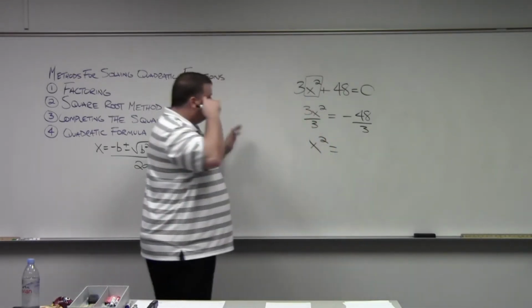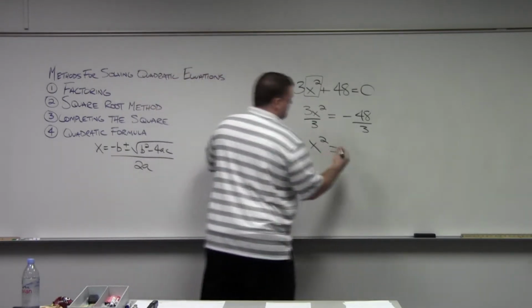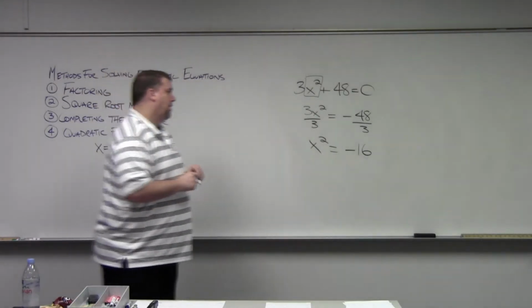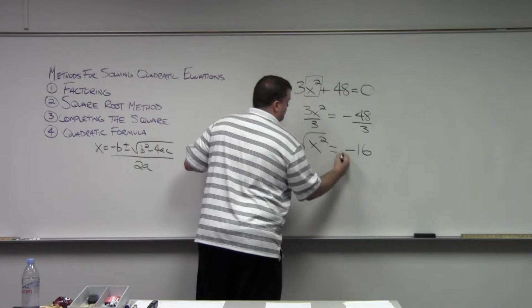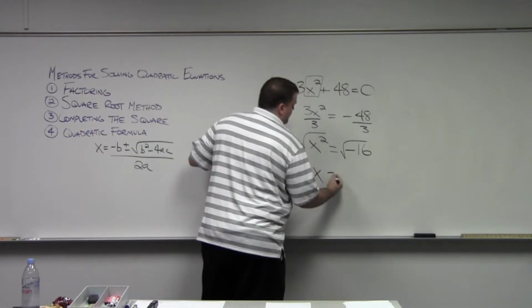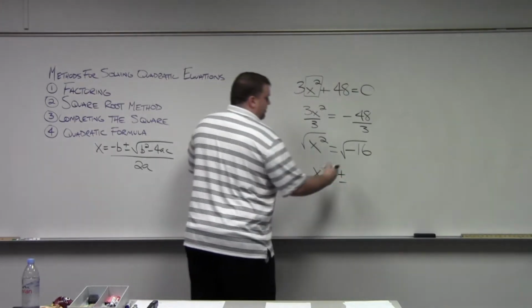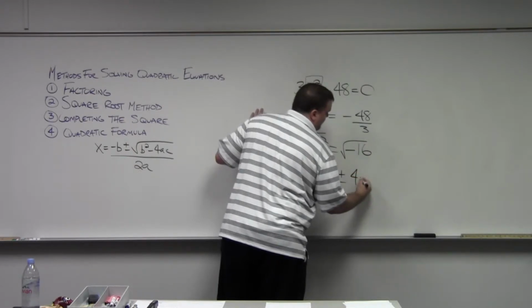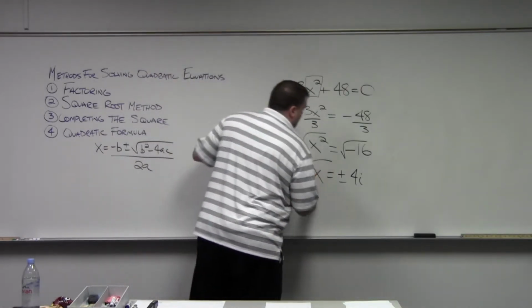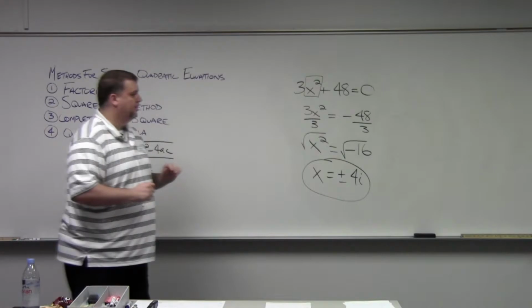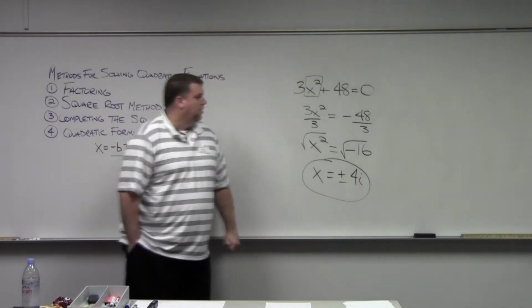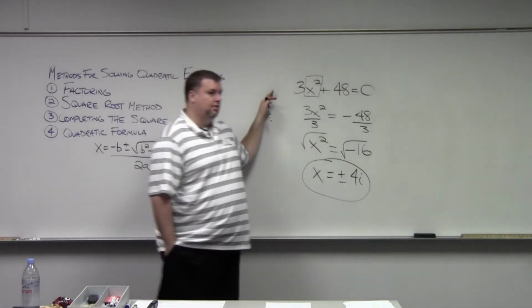What's negative 48 divided by 3? Negative 16. So then I can take the square root of both sides. And I do have a term isolated that's squared. That's going to be x equals plus or minus... yeah, the square root of 16 is 4, but it's negative. So we have to remember that we can't have real number solutions. So my solutions here would be x equals plus or minus 4i. Pretty straightforward. Any questions on that one? Good to go?